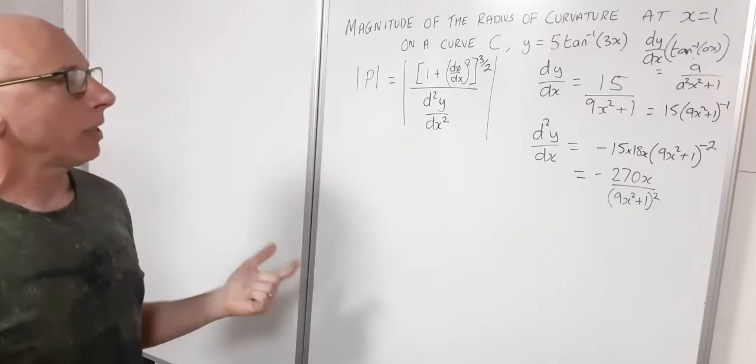So now we need to calculate this at the value where x equals 1. So what we want next is dy dx at the value 1. If we plug in 1 into this, we're going to get 15 over 9 times 1 squared plus 1. So that gives us 15 over 10, which equals 3 over 2. So that's our value of the first derivative at x equals 1.